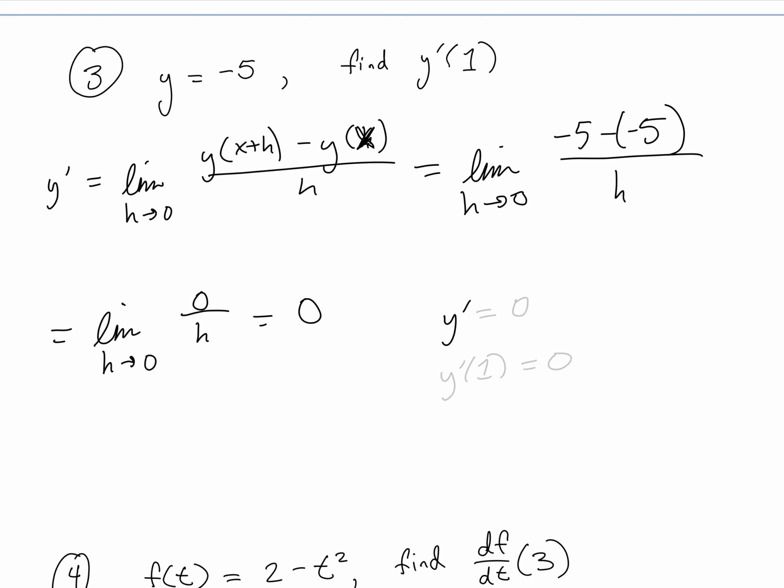So y prime in general is equal to the constant function 0, and if we're looking for what is y prime evaluated at 1, well, that is 0.